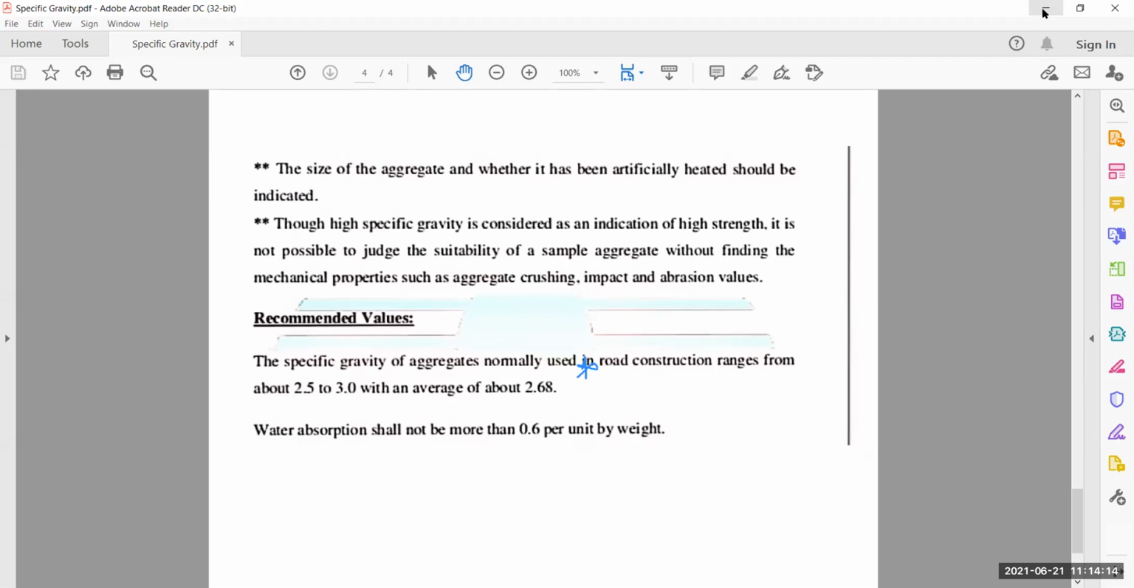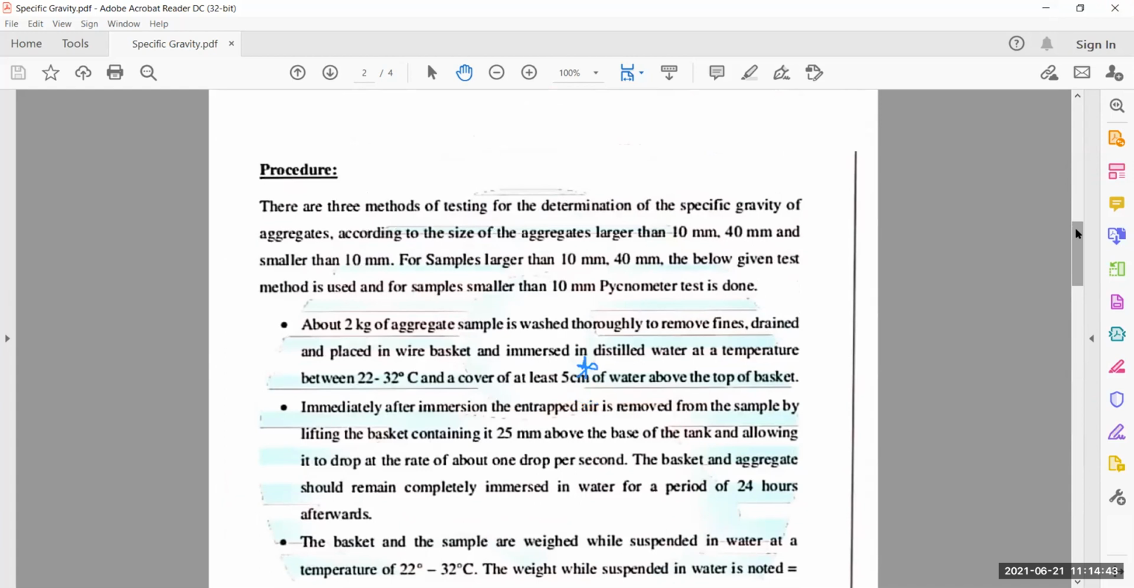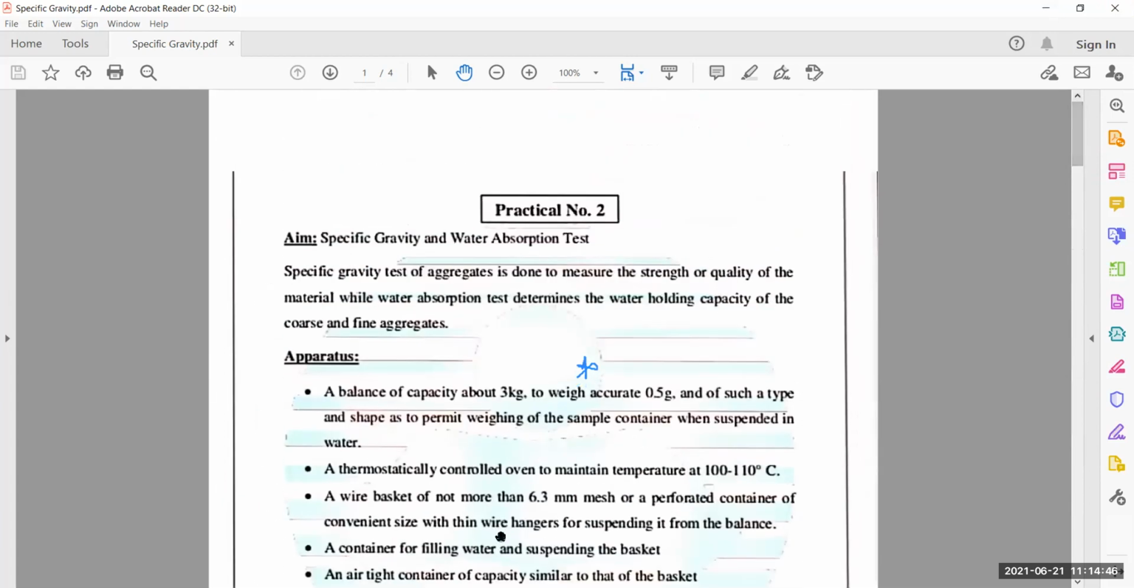The aggregate with specific gravity is around 2.68. The quality and also the strength of our aggregate is good if the specific gravity is between 2.5 to 3.0, and water absorption should not be more than 0.6 percent by weight. So this is the point which we keep in mind during our test. So just observe here how we perform this test.